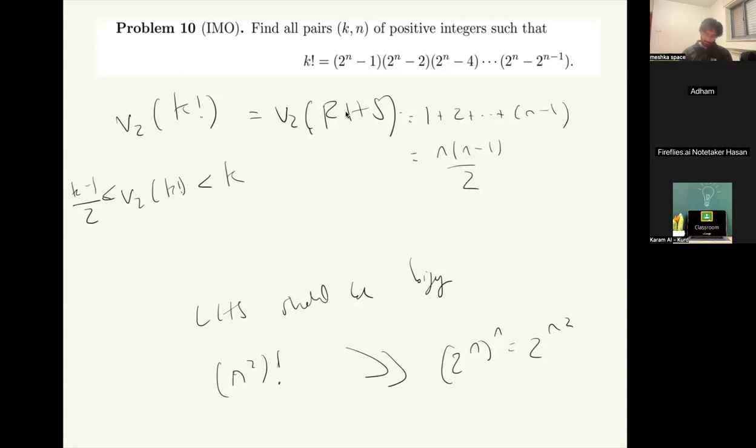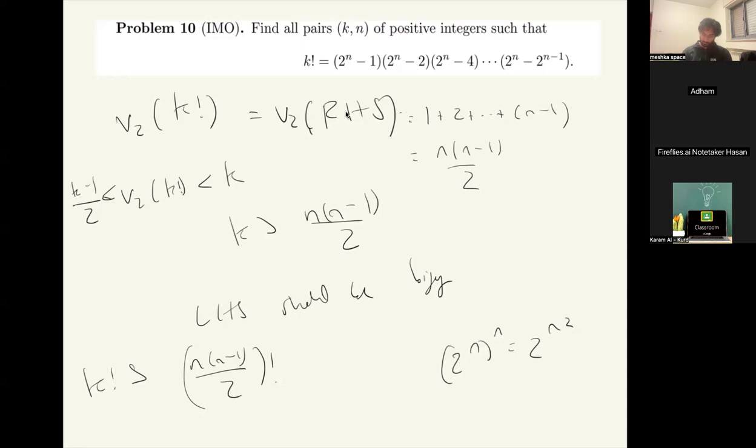So what we should do, we should use n times n minus 1 over 2. So we should say k is more than n times n minus 1 over 2, so k factorial is more than n times n minus 1 over 2 factorial.